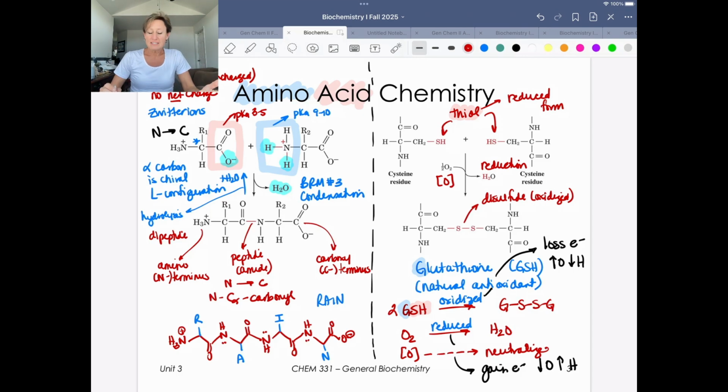So, the previous video looked at the chemistry that can happen between amino acids, particularly to have the carboxyl group of one amino acid react with the amine group of another amino acid. And that is how we generate, through a condensation reaction, the peptide bond that connects all amino acids together to make our peptides and proteins. On that slide, we also talked about the sulfur chemistry that happens with glutathione.